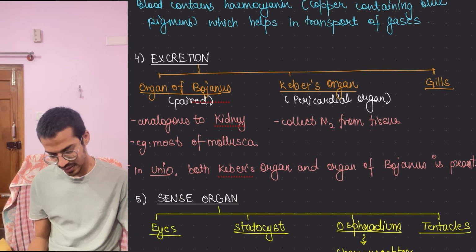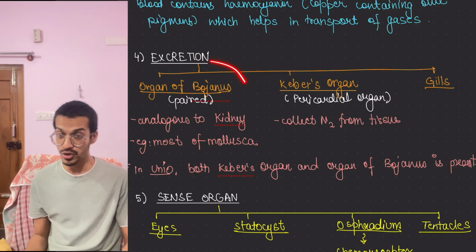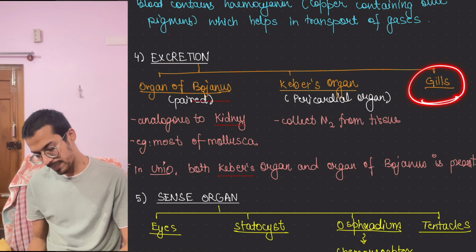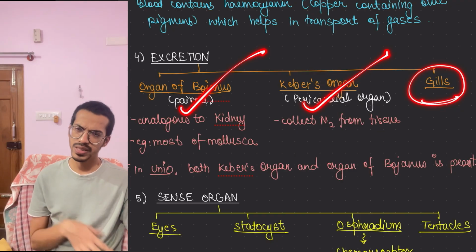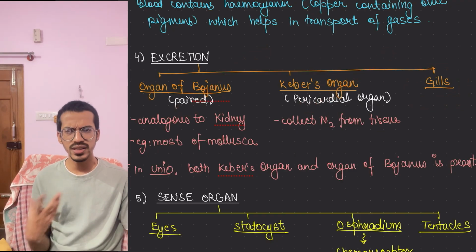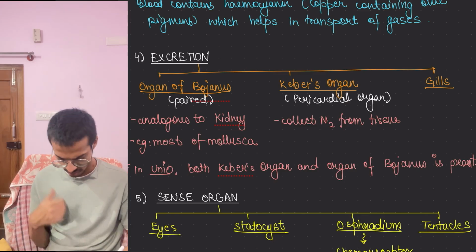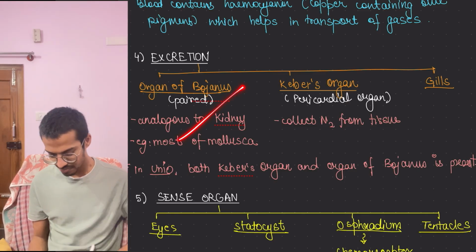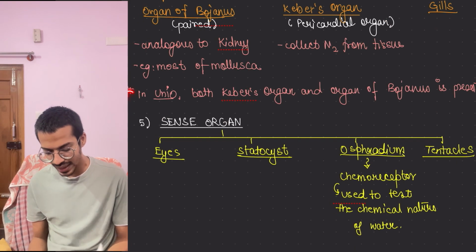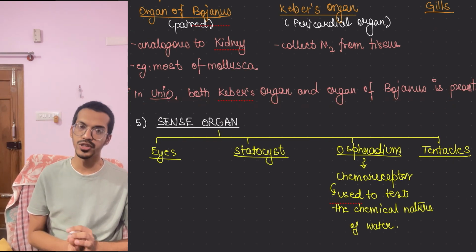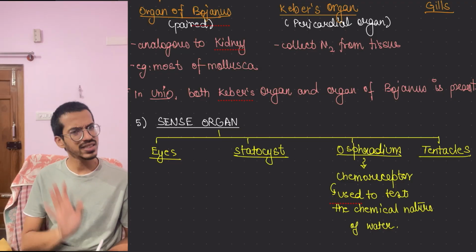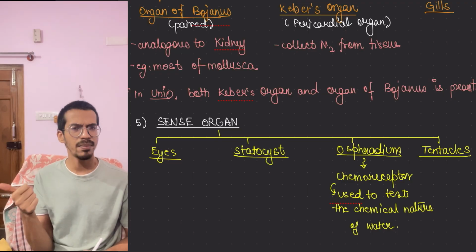Then comes excretion. Excretion could be by the organ of Bojanus, it could be Keber's organs, or the gills. They are paired. They are pericardial organs present on the outer side of the heart. In Unio, we see both Keber's organs and the organ of Bojanus. Both are present in it. So this becomes an important question which we have discussed. Very easy, straightforward. Just remember the fact.